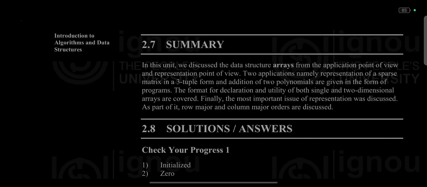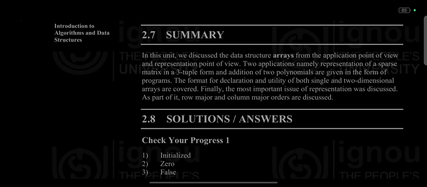Summary. In this unit, we discussed the data structure arrays from the application point of view and representation point of view. Two applications, namely representation of a sparse matrix in a three-tuple form and addition of two polynomials, are given in the form of programs. The format for declaration and utility of both single and two-dimensional arrays are covered. Finally, the most important issue of representation was discussed as part of it. Row major and column major orders are discussed.